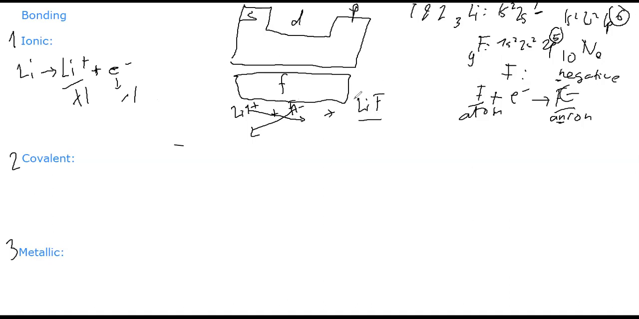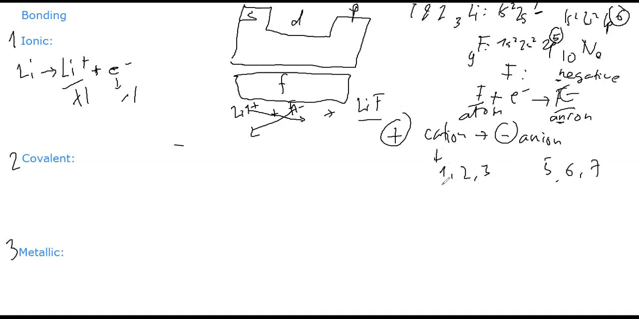So this is ionic bonding. Ionic bonding is basically transferring electrons from a positive ion, which is a cation, to a negative ion, which is an anion. Cations come from group 1, group 2, and group D, and anions come from group 5, group 6, and group 7.